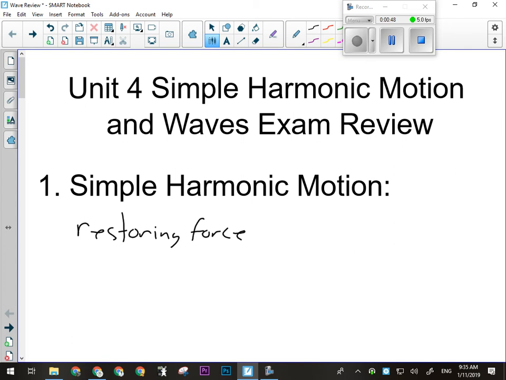Okay, that restoring force has to vary linearly with displacement. That means the further from equilibrium the oscillator gets, the greater that restoring force becomes. Okay, that is crucial for true simple harmonic motion to occur.